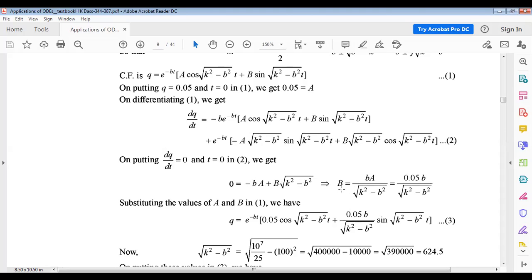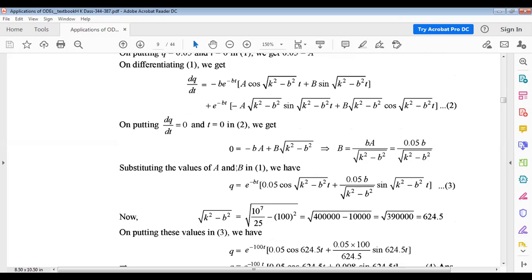So from here, b equals to what will be? Small b, capital A divided by square root over this. Putting the values of a, capital A, we get this one. Okay, capital A equals to what was? 0.05 putting. So b equals to, we get this result. Now substituting the values of a and b in equation 1, we get q equals to this. Equation number 3.